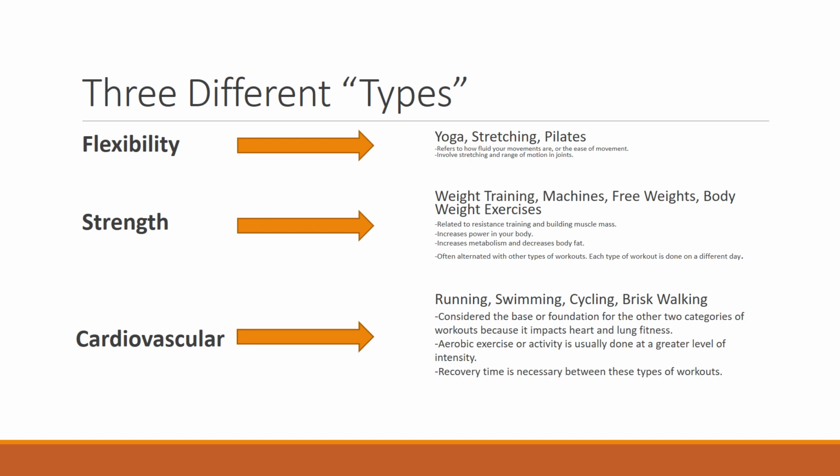Next one there is strength. Strength training is going to be done with weights, weight machines, free weights, or body weight exercises. Sit-ups, push-ups, and pull-ups would be all examples of building strength. And you're going to build something called muscle mass.